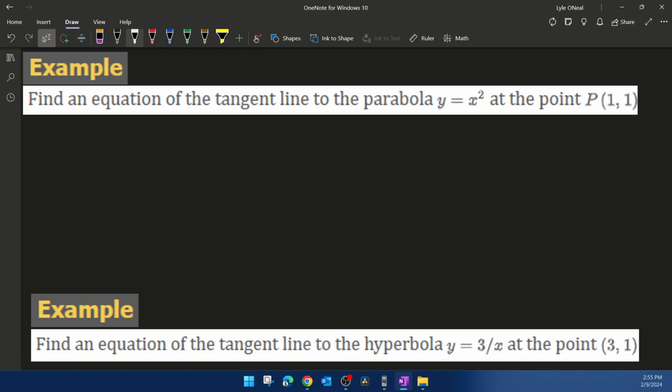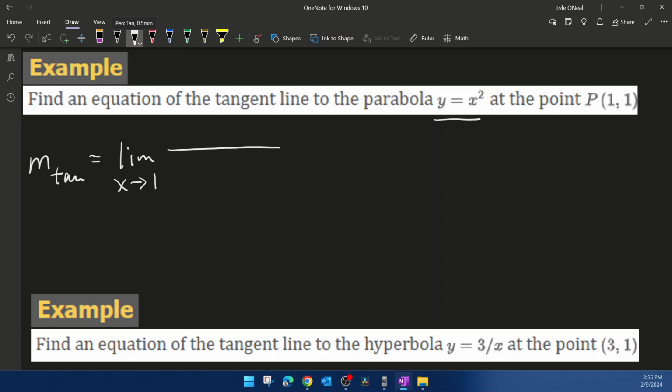Now, let's look at an example of this in practice. It says, find an equation of the tangent line to the parabola y equals x squared at the point 1, 1. So if I want the slope of the tangent, that is the limit as x approaches a. Now a is an x value, which is going to correspond to the x value of the ordered pair that you're concerned with where the tangent line goes. And so our a that we're approaching in this case is 1.